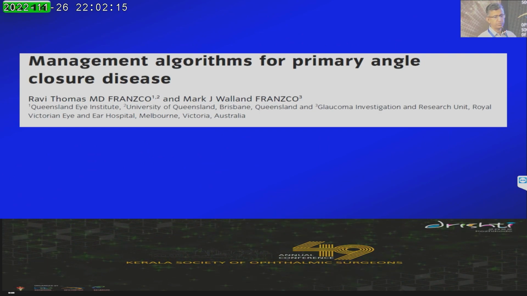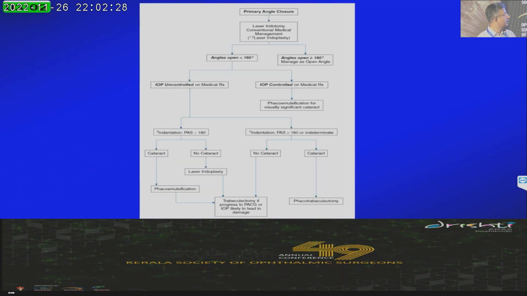And I'd like to share with you the last few slides. This is the management algorithm for primary angle closure disease done by Dr. Ravi Thomas, who's one of the stalwarts of angle closure research in India, globally. And so basically what he's telling you here is angle closure is quite easy. Do laser iridotomy. If the angles open less than 180 degrees and the patient is uncontrolled on medical treatment with synechiae less than 180 degrees and a cataract, go ahead with the cataract.